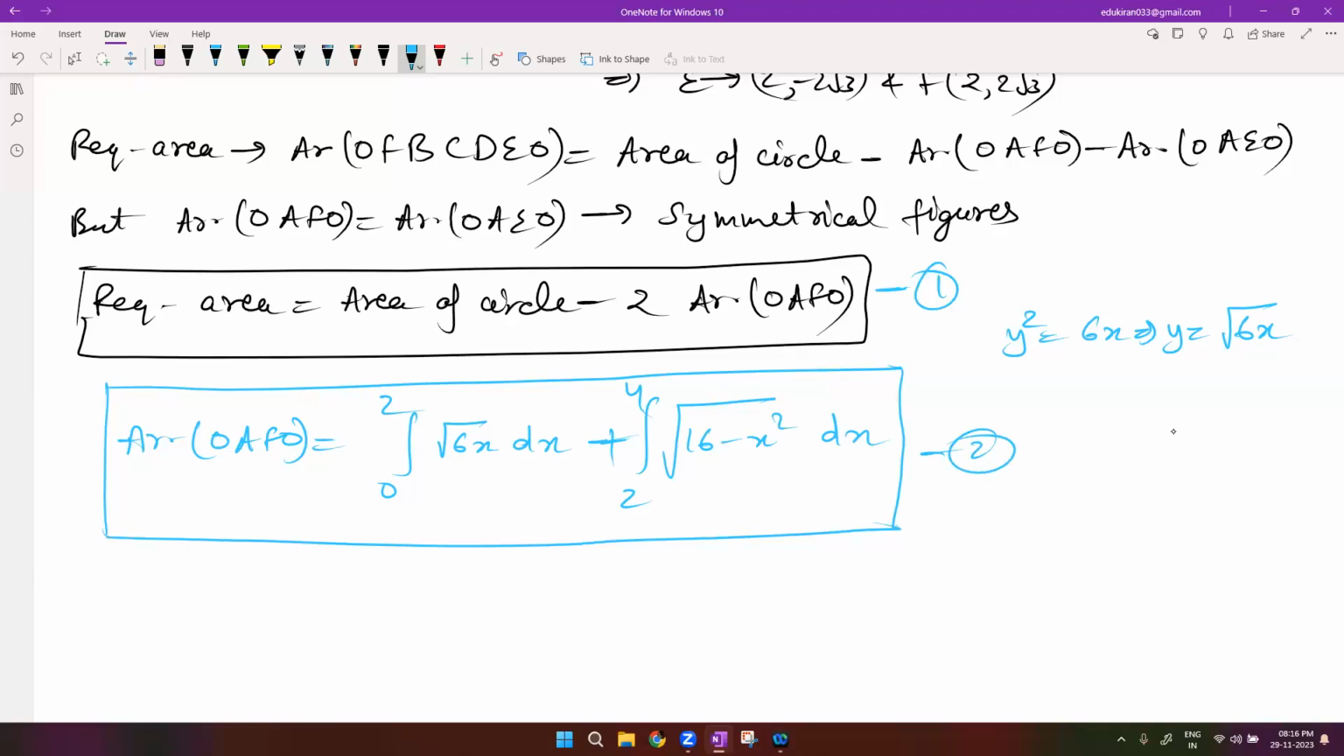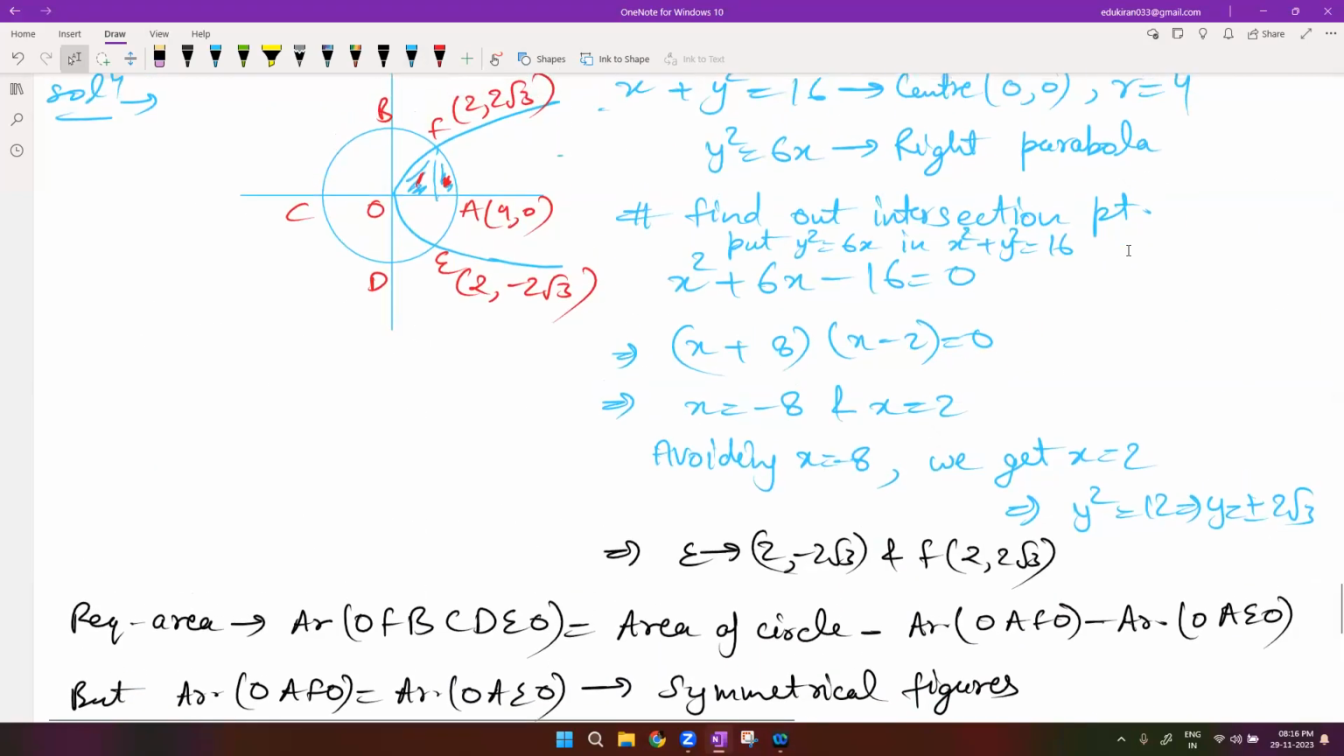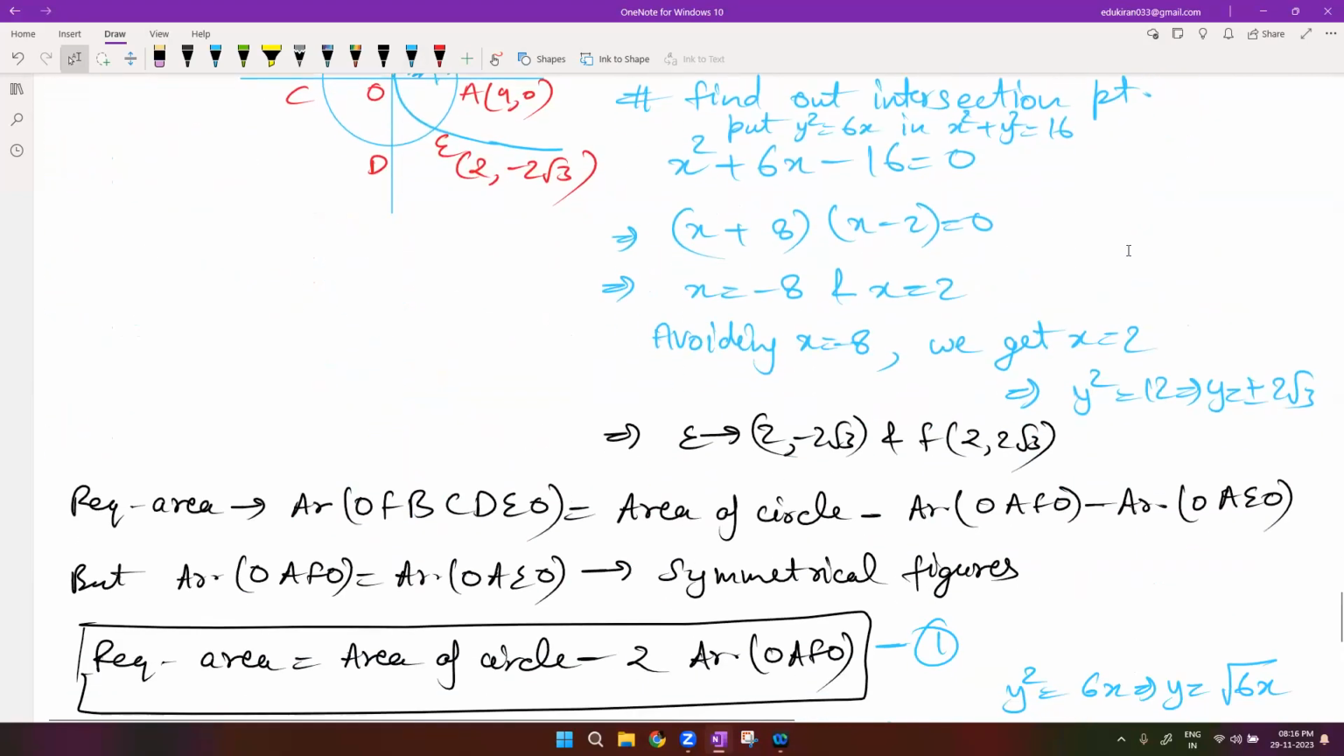By the way, this area of circle, you already have solved one question. I mean, the first example was based on this only. Right? Now, please feel free to ask your questions if you have any.